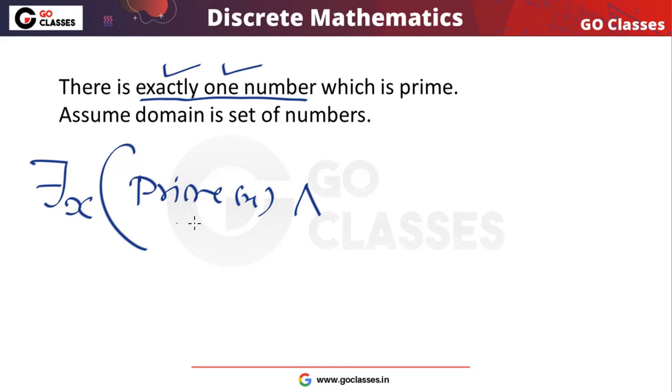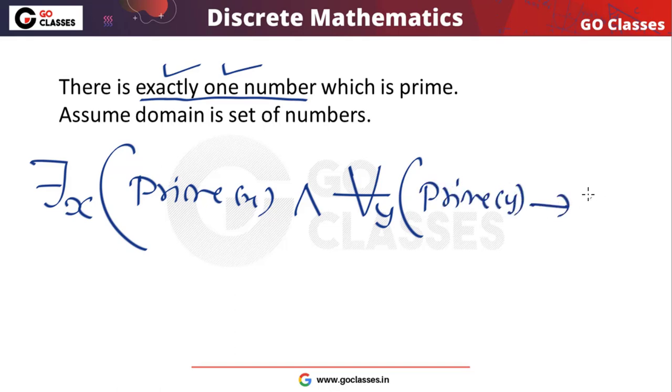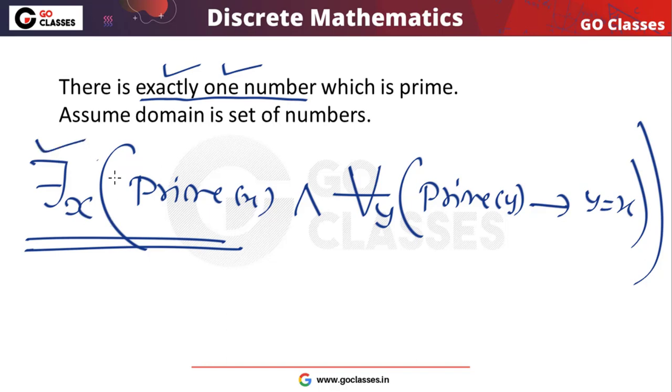So there exists x which is prime, and for all y, if y is prime, then this y must be x. So we are saying that there exists x which is prime, and for all y, if y is prime, then y is equal to x, correct? This is how you can write it. We want to say that this x is a prime number and only this x is a prime number. So this is the statement.